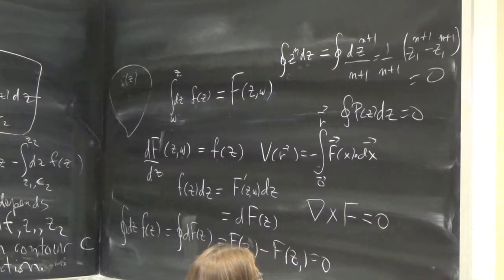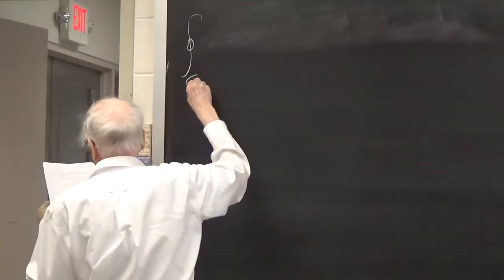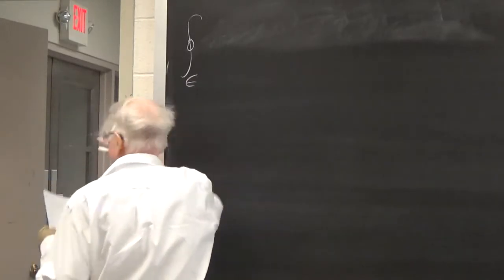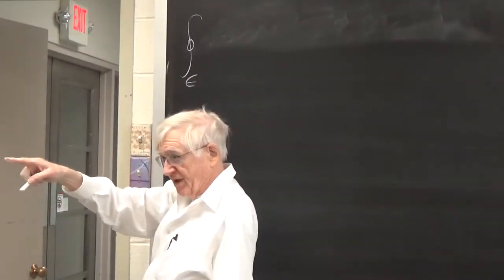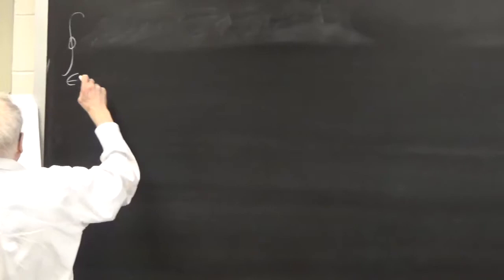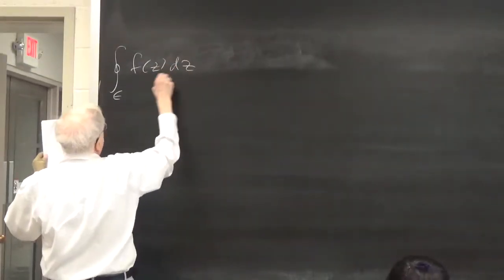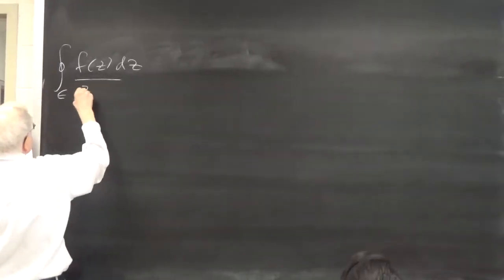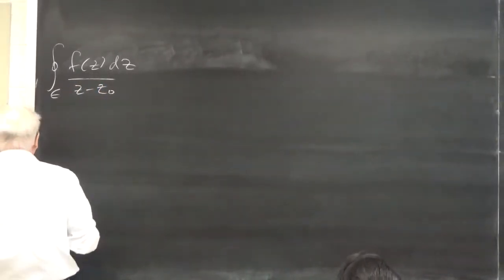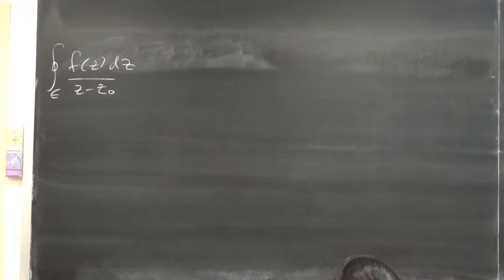So let's do the infinitesimal form first. We're going to integrate around a tiny circle. This is what I did over there, but instead of just having f of z dz, I'm going to have that divided by z minus z0. And once again, I'm assuming that all of this is inside a region of analyticity with no holes.